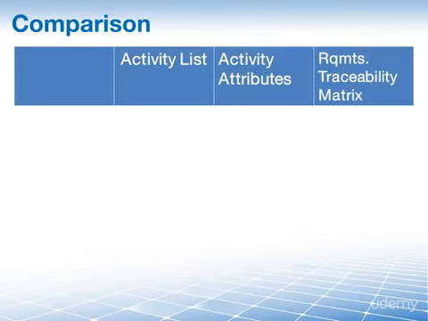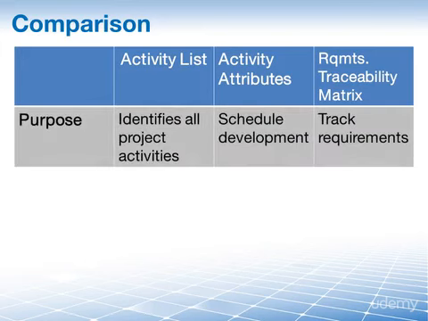Let's do a comparison here, starting with the purpose for our 3 documents. Of course, the purpose of the activity list is to identify all your activities on the project. However, the activity list does not contain enough information about specific features, so the activity attributes here provide expanded activity information that leads to schedule development. The purpose of the requirements traceability matrix, on the other hand, is to allow you to track requirements throughout the project and give you structure to manage changes to the scope.